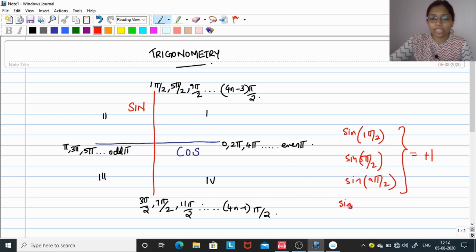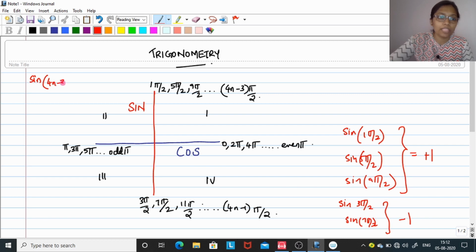And for the lower side angles, sine 3 pi by 2, sine 7 pi by 2, etc. will have negative 1 value. So we can generalize: for upper angles the generalized term is (4n minus 3) pi by 2, which will have a positive 1 value, and for the lower side, (4n minus 1) pi by 2 will be a negative 1 value.